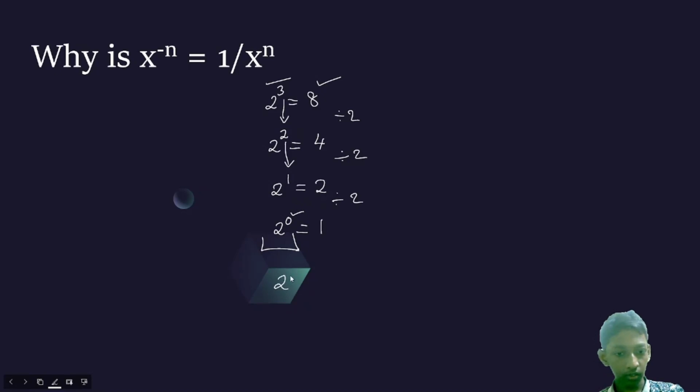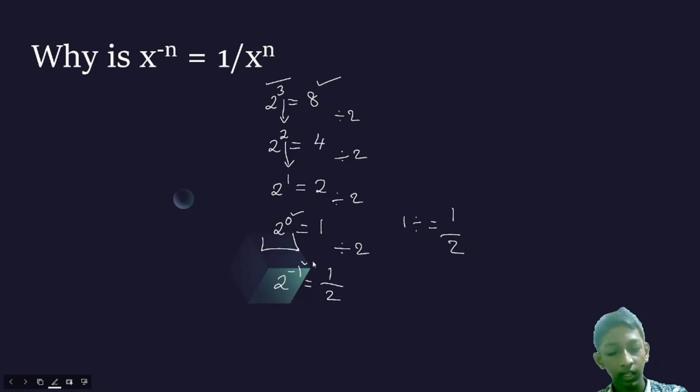So this will be 2 raised to the power of minus 1. Now we don't know the value of 2 raised to the power of minus 1. So let's take the same pattern, since 2 divided by 2 gives us 1, let's divide 1 by 2. So 1 divided by 2 is equal to 1 by 2. So 2 raised to the power of minus 1 is 1 by 2.